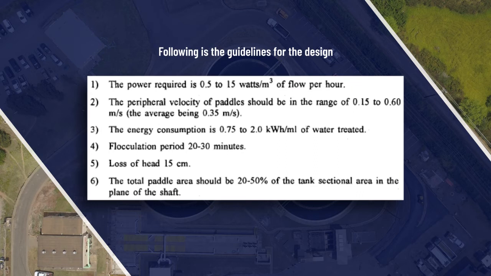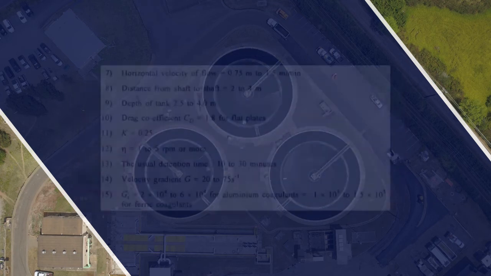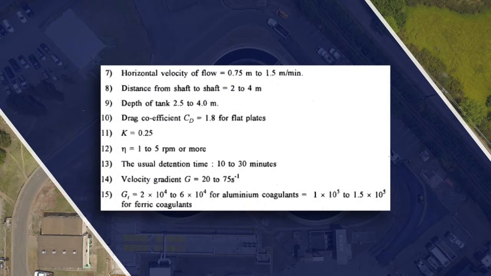The energy consumption is 0.75 to 2 kilowatt hour per million liters of water treated. Flocculation period 20 to 30 minutes. Loss of head 15 centimeter. The total paddle area should be 20 to 50% of the tank sectional area in the plane of the shaft. Horizontal velocity of the flow 0.75 meter to 1.5 meter per minute. Distance from shaft to shaft is 2 to 4 meter. Depth of tank 2.5 to 4 meter.